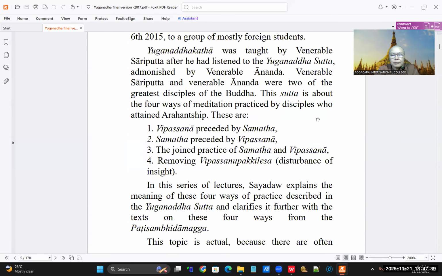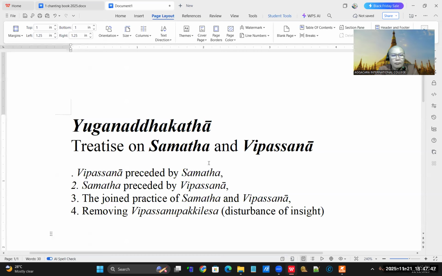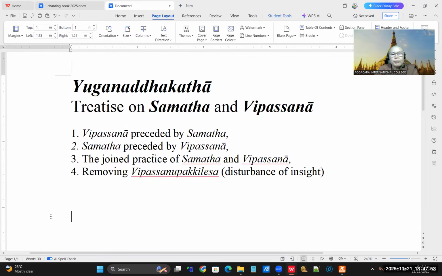Okay, now, there are 4 ways here. Now the first way, all these are according to Pali: Vipassana preceded by Samatha, Samatha preceded by Vipassana, joint practice, the Yuganaddha, Samatha and Vipassana together. And the fourth, if you're going to remove some disturbance, or Upakkilesa, defilement, on Vipassana. So in brief, Vipassana preceded by Samatha means Samatha first, Vipassana later.